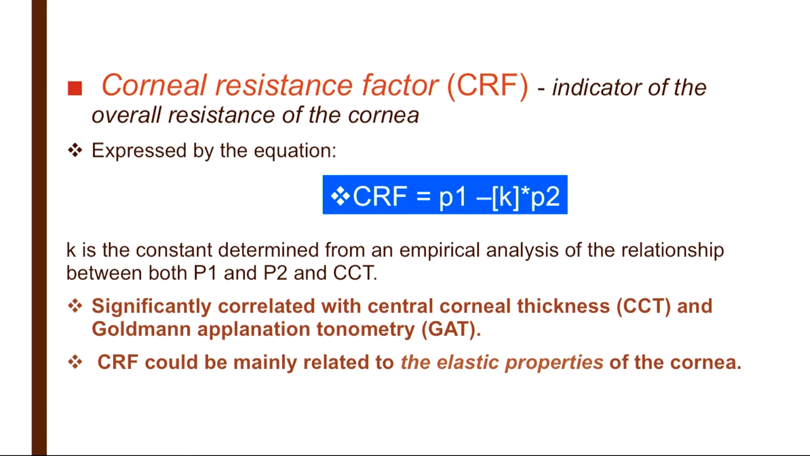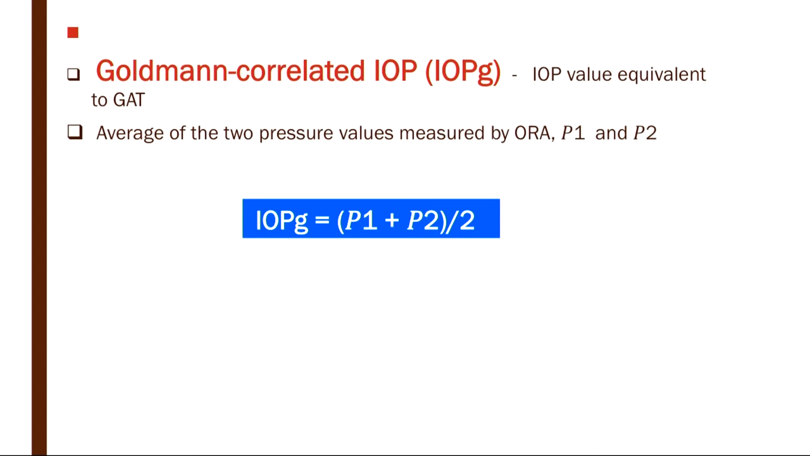The second important term is the corneal resistance factor, or CRF, and this is an indicator of the total overall resistance of the cornea. And again, this is a complex equation to express that. Important to remember is that it is significantly correlated with the central corneal thickness and also the Goldmann applanation tonometry. So this could be mainly related to the elastic properties of the cornea. CRF, measure of elastic properties, and hysteresis, measure of the viscous properties of the cornea. Then the Goldmann correlated IOP. This is IOP-G, so this is P1 plus P2 divided by 2.